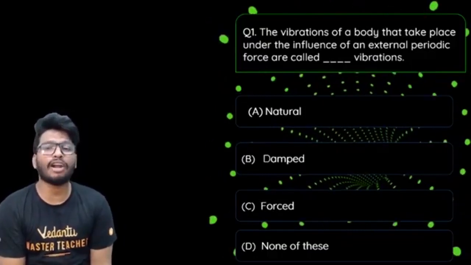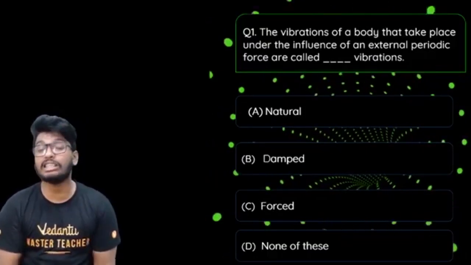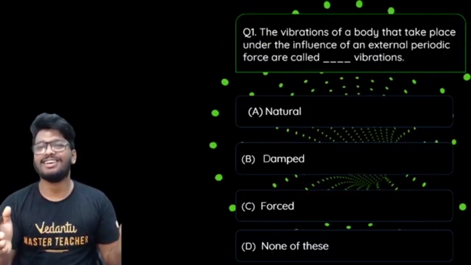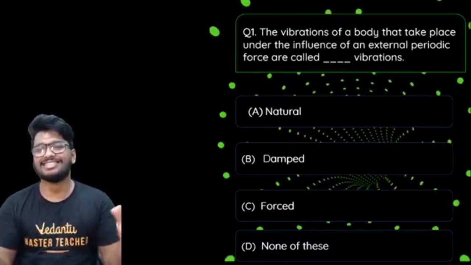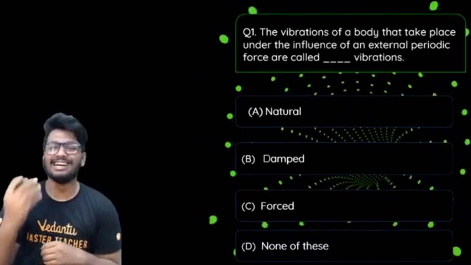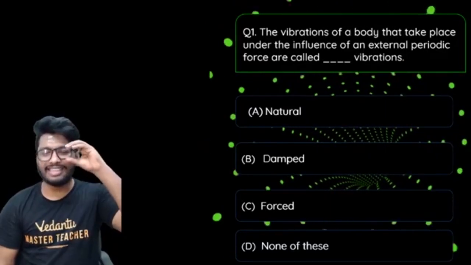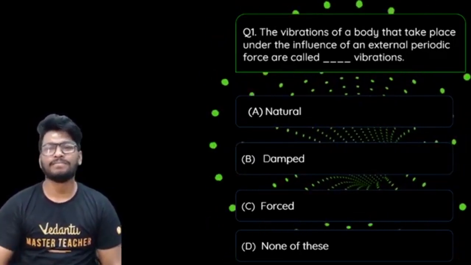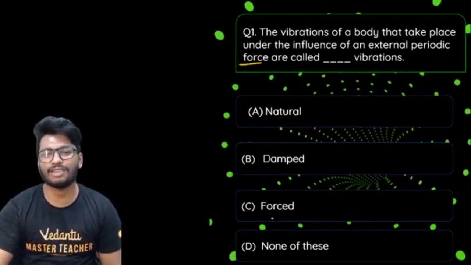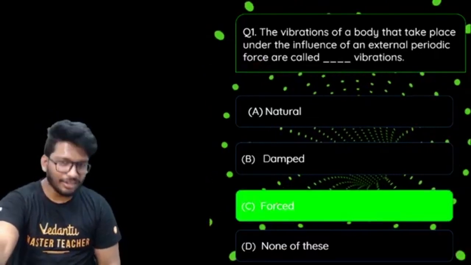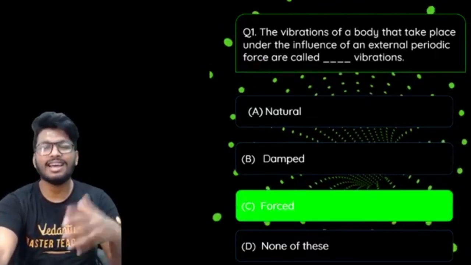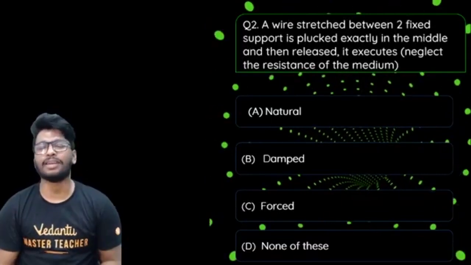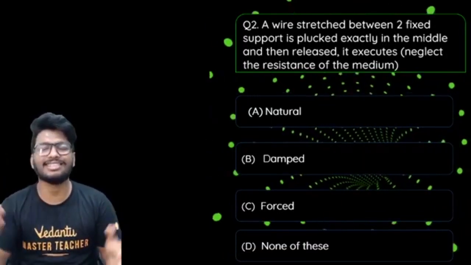So here is your question, people. The vibration of a body that takes place under the influence of an external periodic force is called as dash vibration. An external periodic force. The answer is given in the question itself. Natural, damped, forced, or none of these? And the answer to this question, people: forced vibration. No doubt about it. It's going to be forced vibration, because that is what allows the body to vibrate continuously, despite the damping force that is there, which is a resistive force.